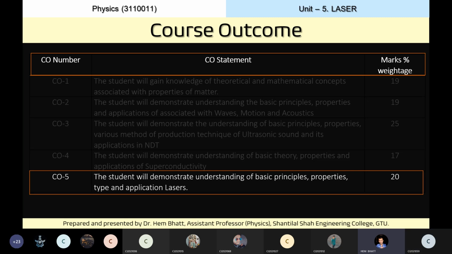You have 5 course outcomes, 5 things which you are supposed to know at the end of this course of physics. And out of 5, fifth course outcome CO5 is pertaining to this unit laser, which says that the student will demonstrate understanding of basic principle, properties, types and applications of laser. 20% weighted this unit is carrying in your final exam, in GTU exam.